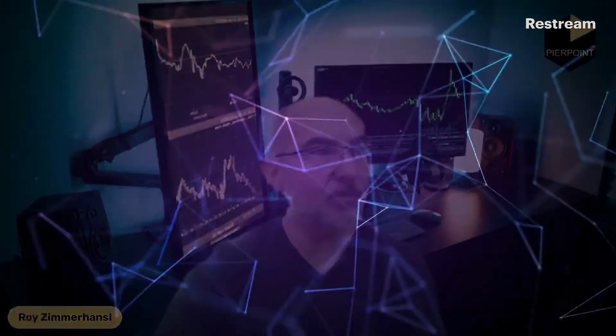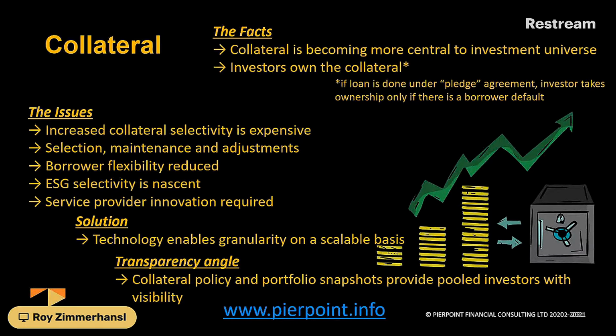And of course, that means it has implications as well. And the key thing here is that I think service providers need to innovate. They need to facilitate this kind of increasing client selectivity and make certain that they can operate on a cost-effective basis to meet both the investor requirements, but also make it as simple and straightforward for borrowers as possible. So I think service provider innovation is going to be one of the key battlegrounds in the coming years.